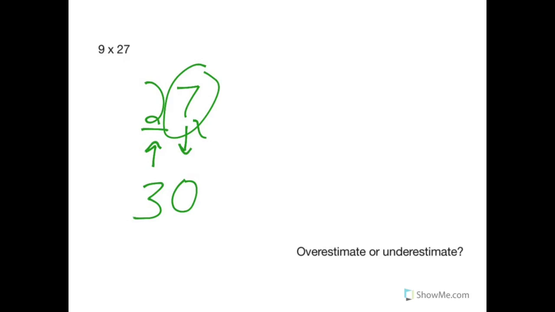Okay, 9 times 27. We're estimating a product by rounding. Now, I don't need to round the 9. I'm only going to round the 27, and I'm going to round it to the nearest tens place. In the tens place is the 2, so this obviously represents 20. My bossy Q is the 7, which is in the ones place. That 7 tells the 2 to go up, so it turns into a 3. My 7 turns into a 0. So now I've got 9 times 30.